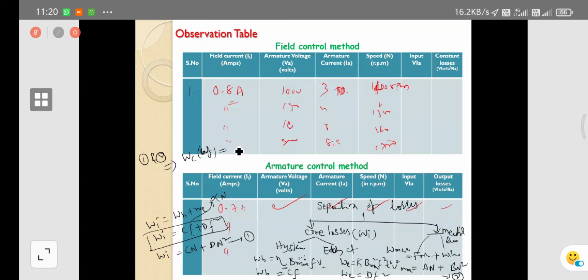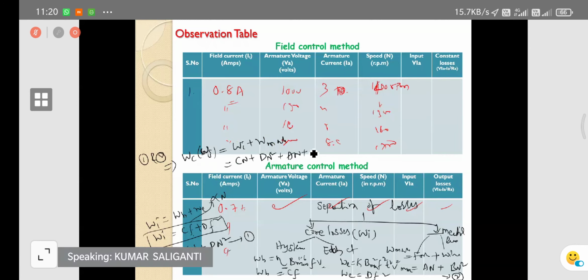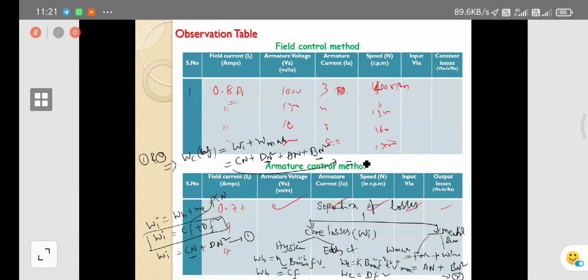That's why here we take the combination of iron plus mechanical losses. Iron losses are Cn plus Dn square, and mechanical losses are An plus Bn square. Here n and n square are common, so I'm writing A plus C into n plus B plus D into n square, that is equal to Wc. So Wc is the constant losses, or stray losses, Ws otherwise.